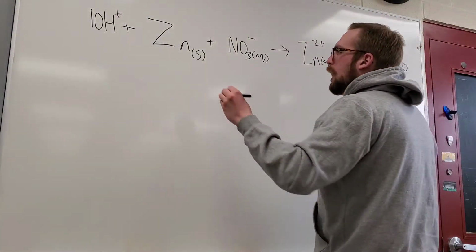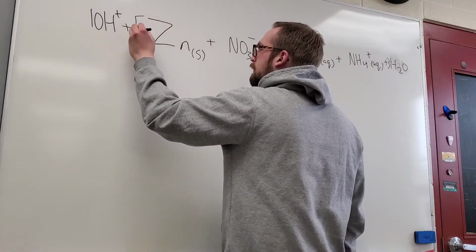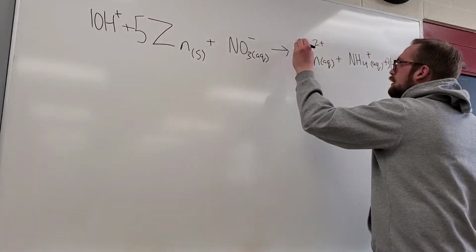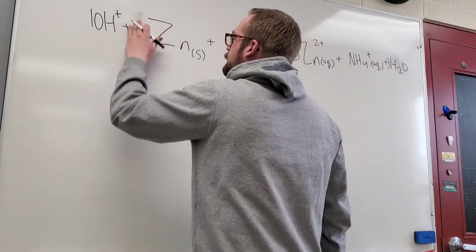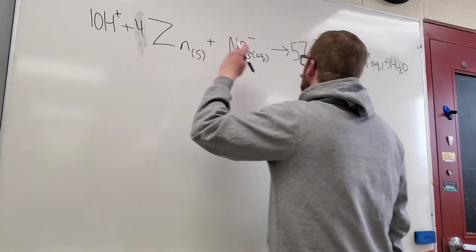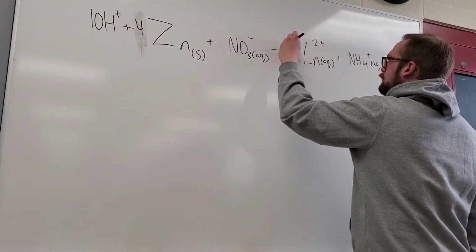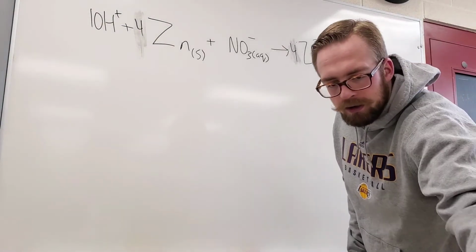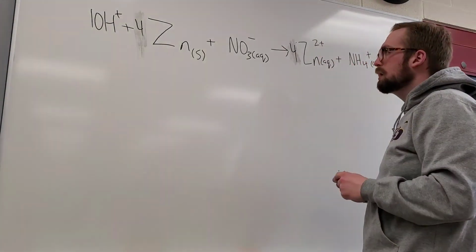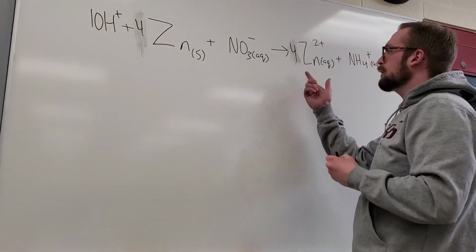However, though, our end reaction should have a 5 in front of zinc and a 5 in front of zinc 2 plus. Or sorry, no, 4. Made some calculation errors earlier. Should be a 4. So far we have 10. This is what our end reaction should be. Where does this 4 come from?